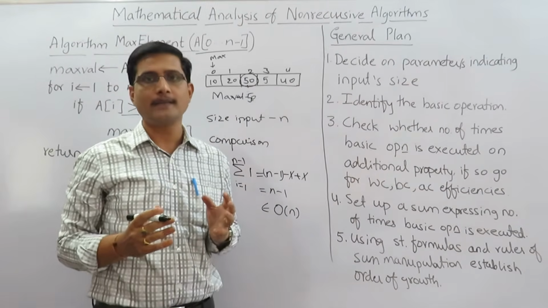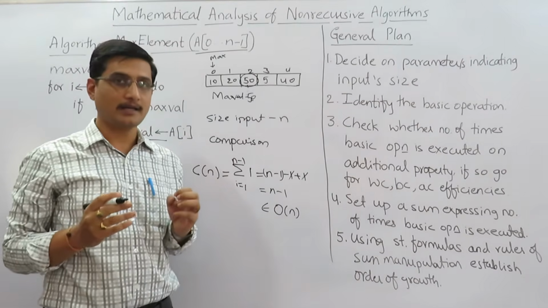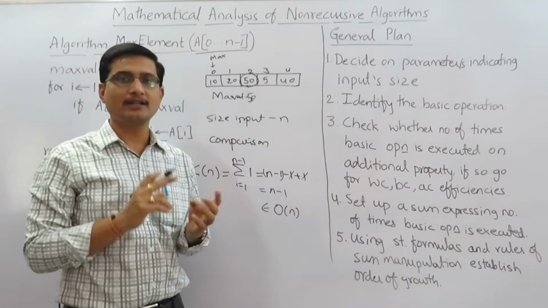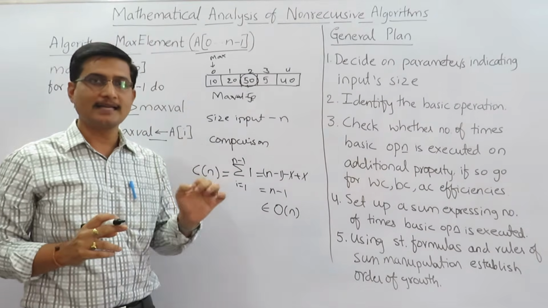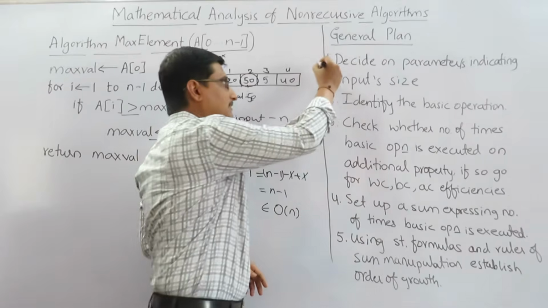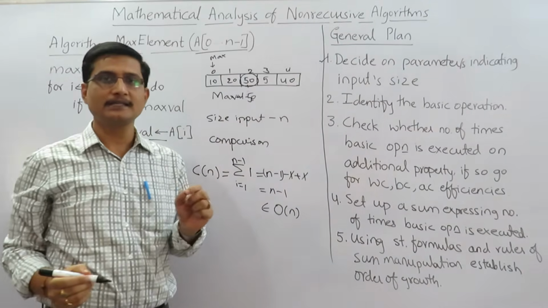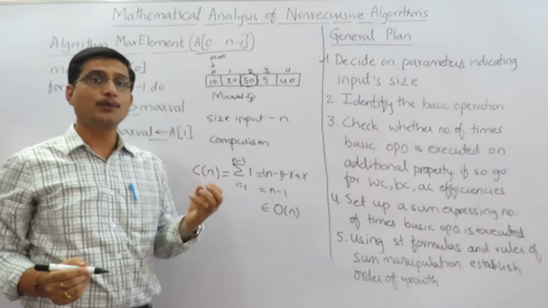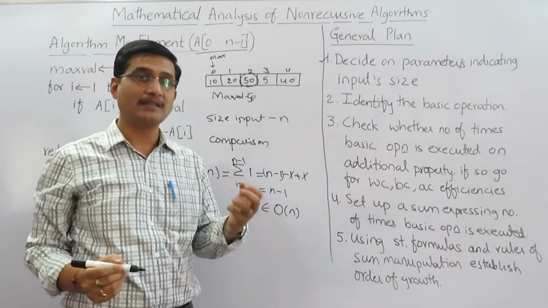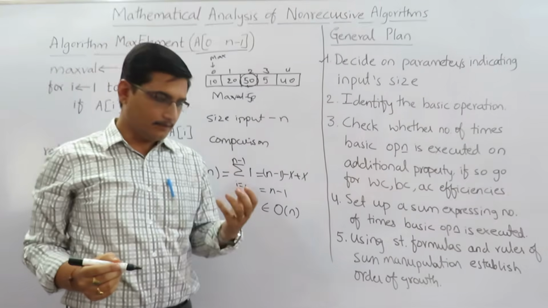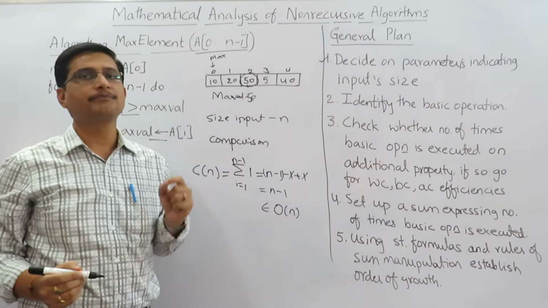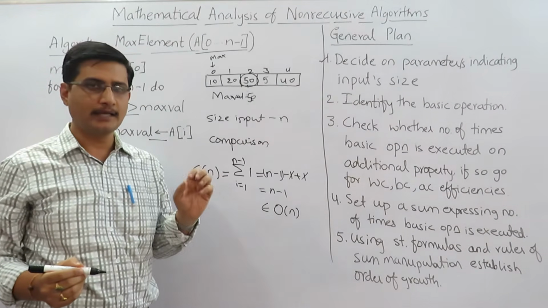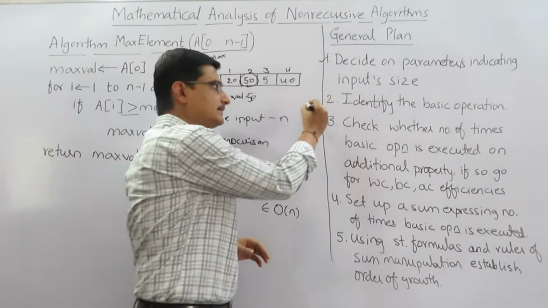So our general plan for analyzing a non-recursive algorithm will be: the first thing is we need to decide on the parameter which indicates the size of the input. Then the second point is we need to identify the basic operation. Even though there are many operations in the algorithm, the one executed the maximum number of times will become the basic operation of the algorithm, and usually it will be in the innermost loop.